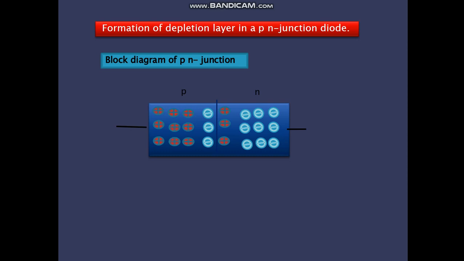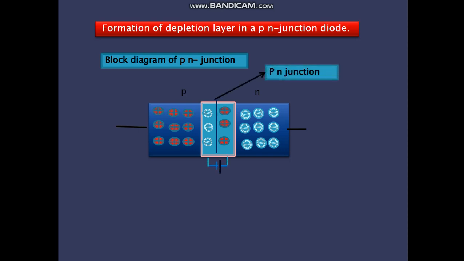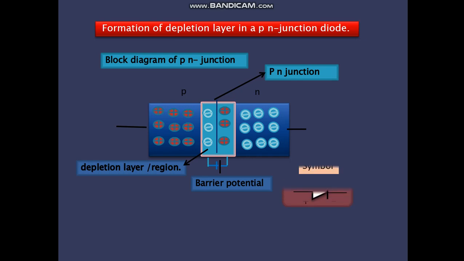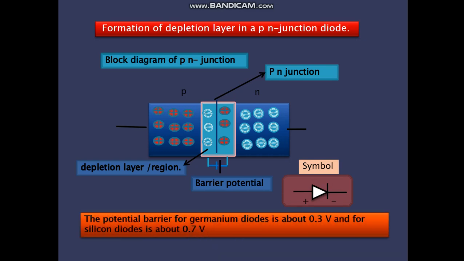But after some time, on the p side just near the junction there are negative charges, and near the junction on the n side there are positive charges, which develops a potential. Near this p-n junction, this potential is known as the barrier potential. This region is formed because of the depletion of some charges before. Hence, this region is called the depletion layer or depletion region. This is the symbol of a p-n junction diode. The potential barrier for a germanium diode is about 0.3 volts, and for a silicon diode, it is about 0.7 volts.